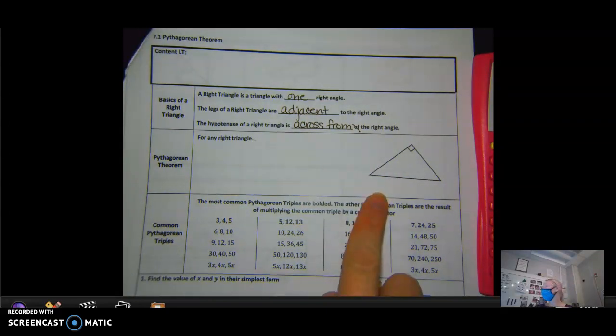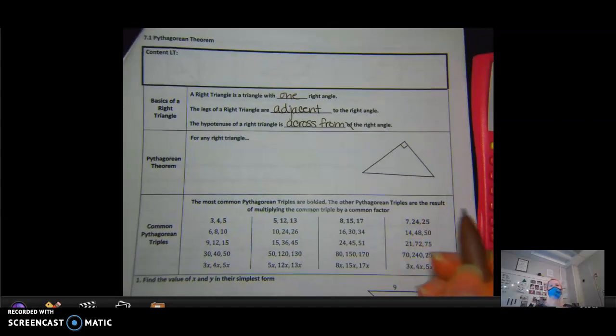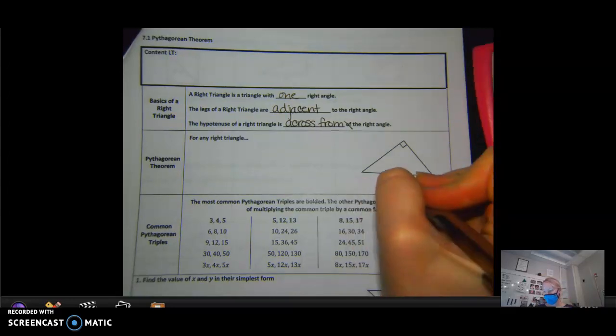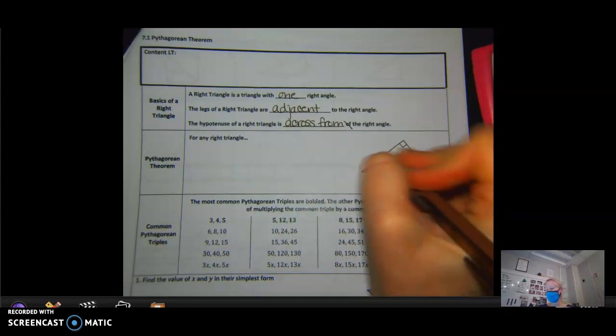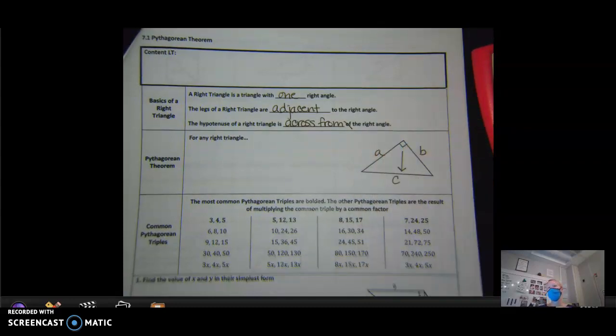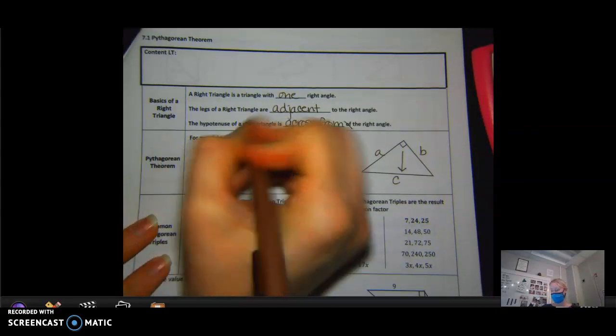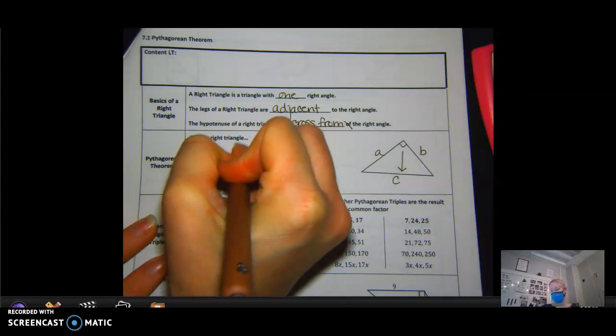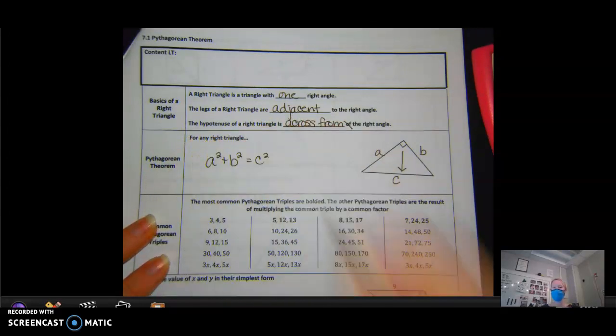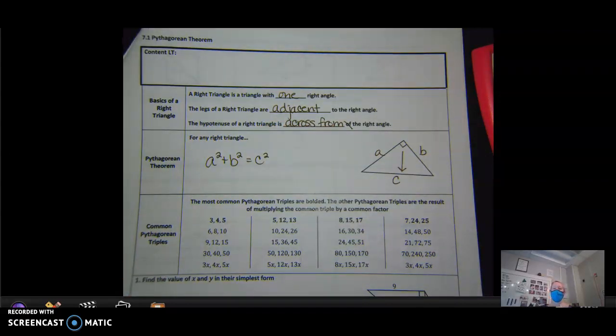Here's a right triangle. The only side that matters is the C side. Which one is the C? The hypotenuse, the one across from the 90 degrees. A and B can be interchanged, so it does not matter which one's A and which one's B. But the Pythagorean theorem states what? There you go. A squared plus B squared equals C squared. So if I square the two legs and add them, that should equal the square of the hypotenuse.